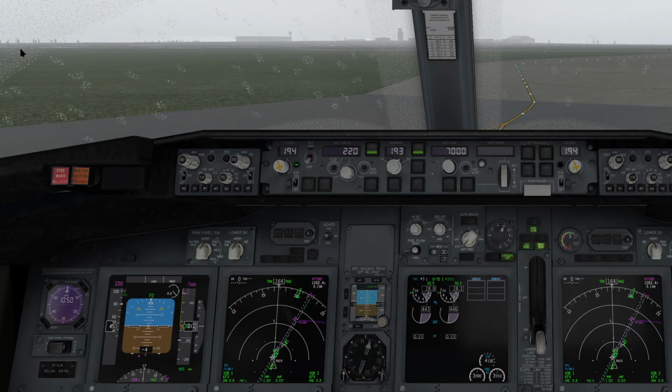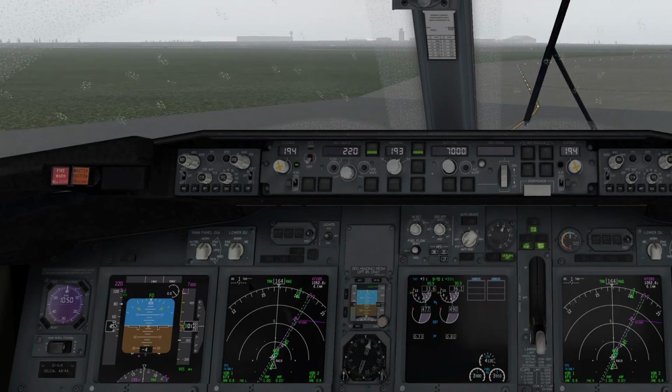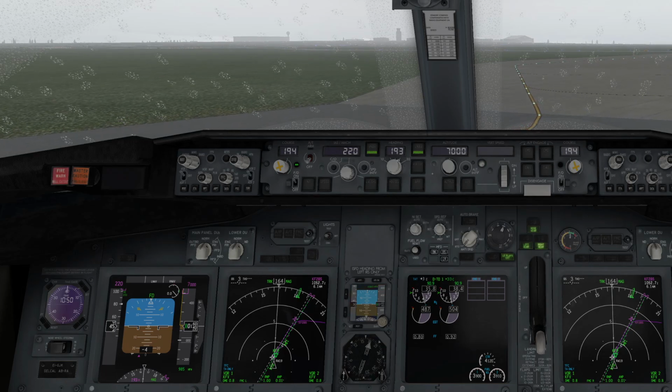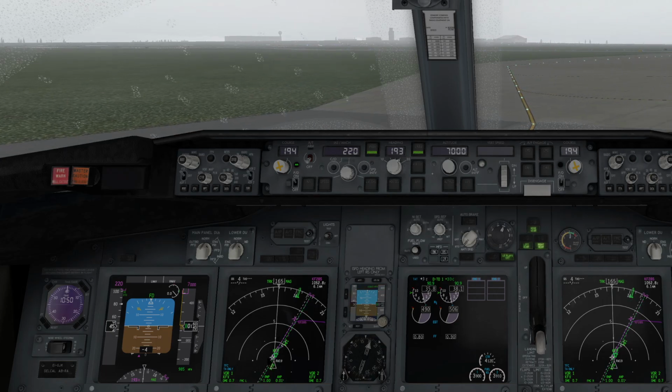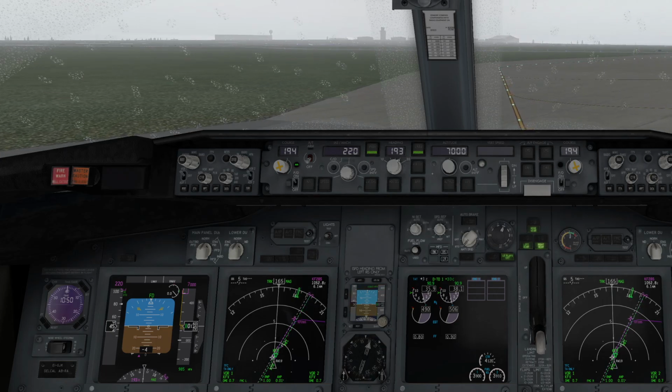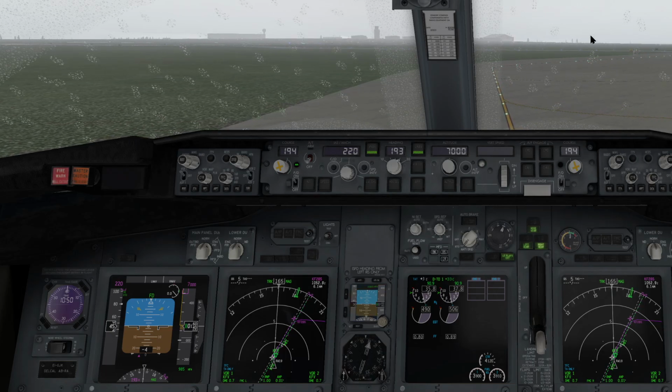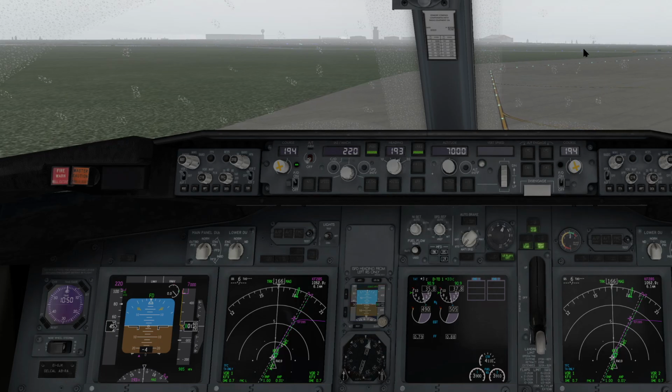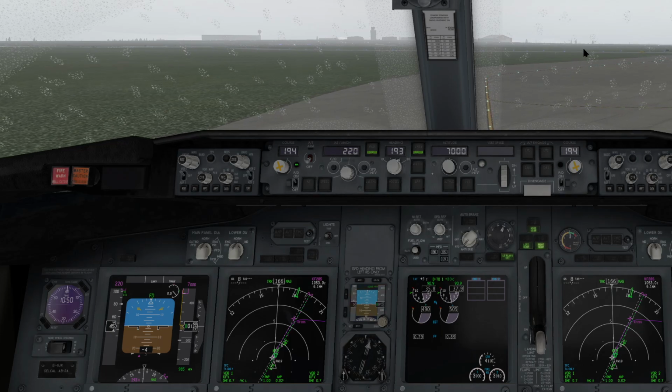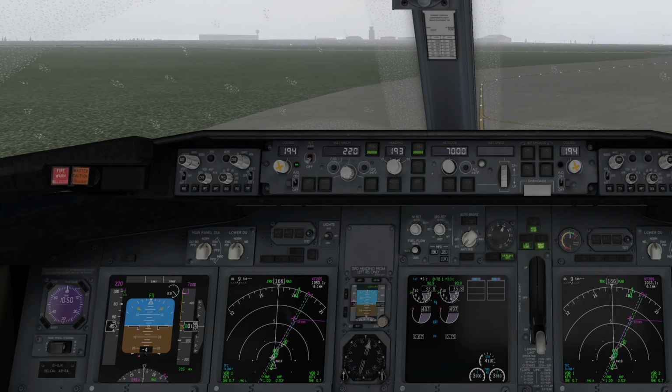So, thrust at 30%. It's not enough. Let's put some more, 35. So indeed runway 19 is on the left, so at the end of this taxiway we turn left towards the holding point of runway 19R. Thrust idle.